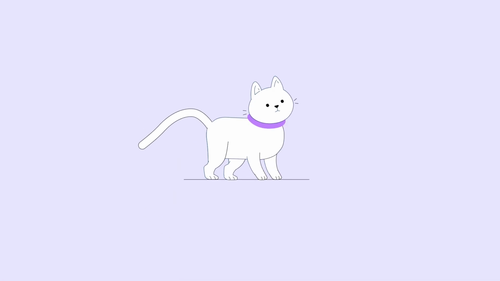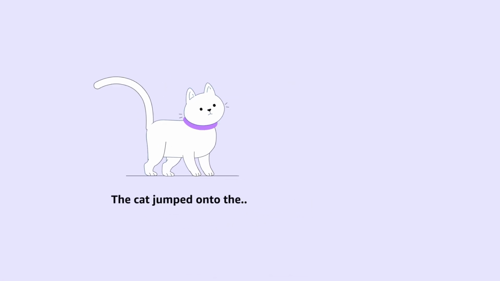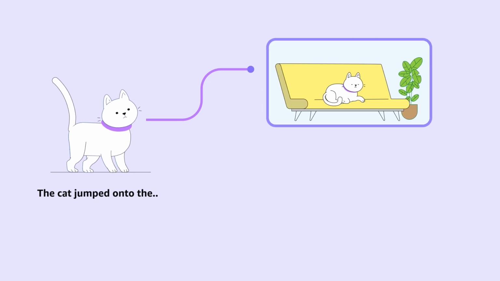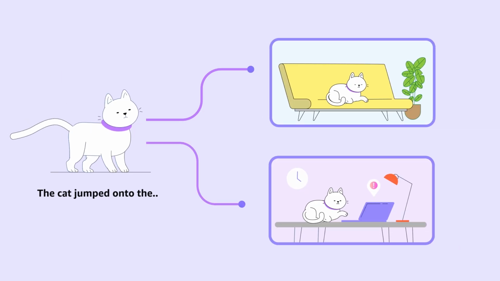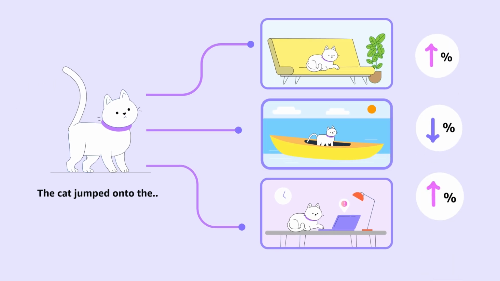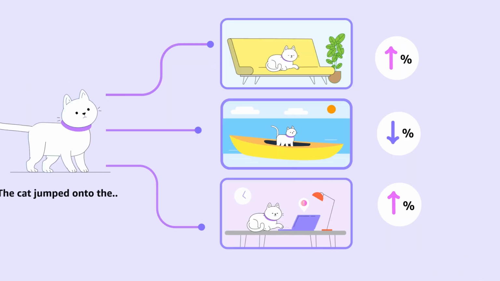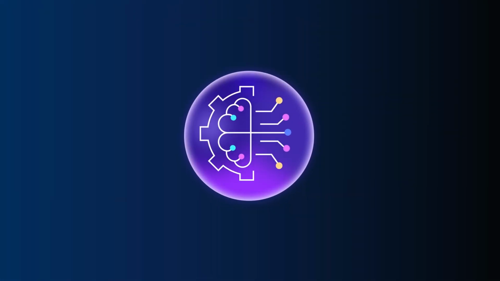So if someone said, "The cat jumped onto the," you might predict that the next word is couch or table. By using the context of words in the sentence and your knowledge of how cats behave, you've made a pretty good prediction. Of course, the next word could be kayak, but that's much less probable than couch. Large language models use a similar approach, but on a much larger scale.